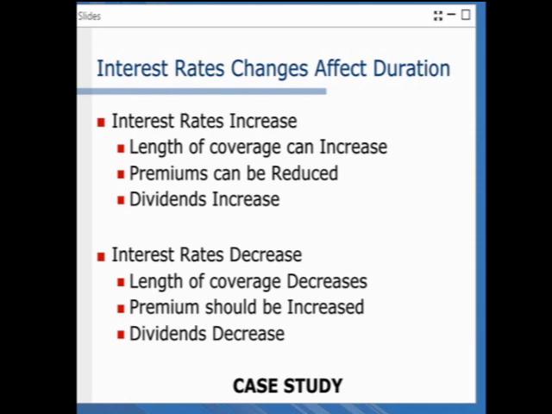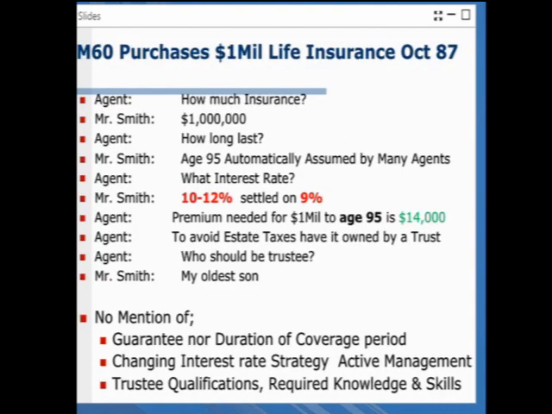Let's take a look at a case study. So we have a male age 60 who purchases $1 million, and when he spoke with his agent, it was assumed that the policy would last up until age 95. The next question was, well, what interest rate should we assume?